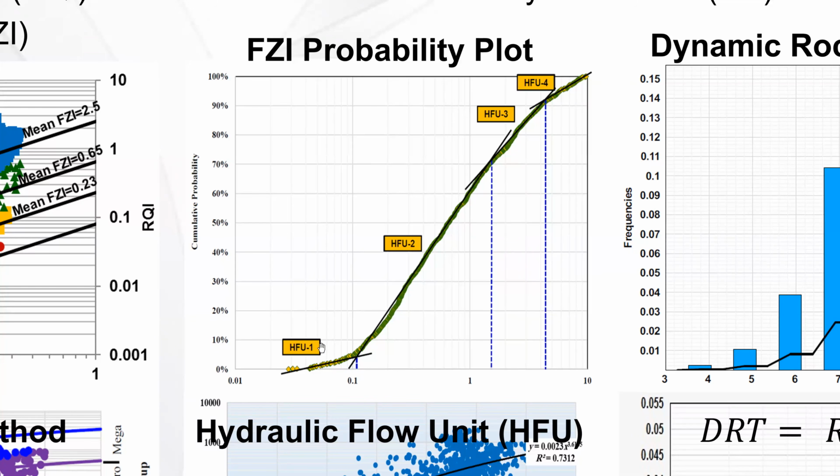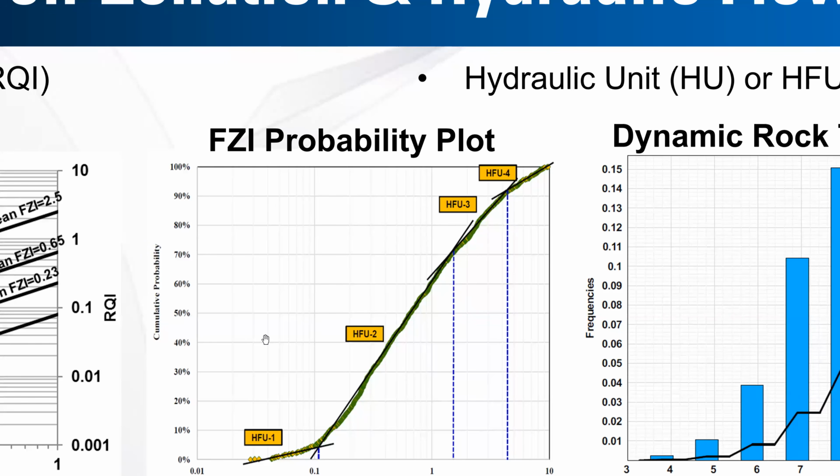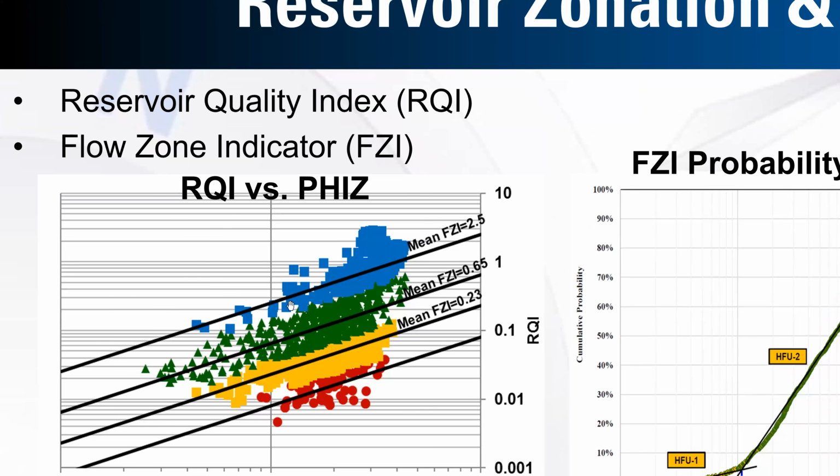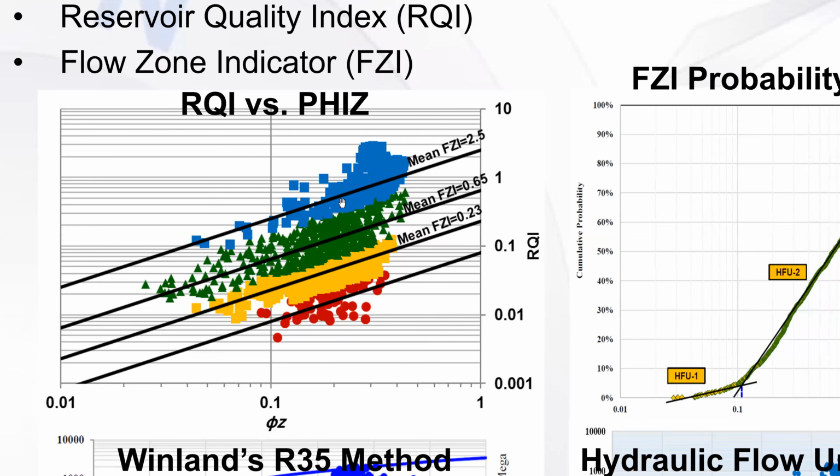As you can see, we have flow unit number 1 defined by this part. We have a clear difference in the second part for flow unit number 2 and flow unit 3 and so on. This is the application of the FZI probability plot. Also, we have another technique, which is the log-log plot between RQI and phi z. It can be used to calculate the mean FZI for each reservoir rock type or hydraulic flow unit.